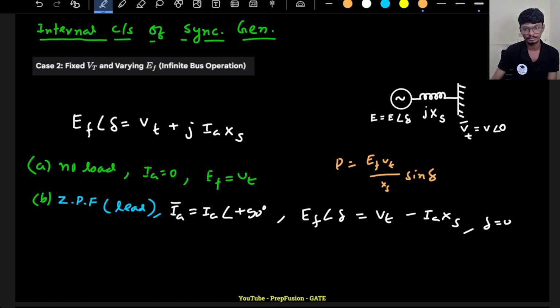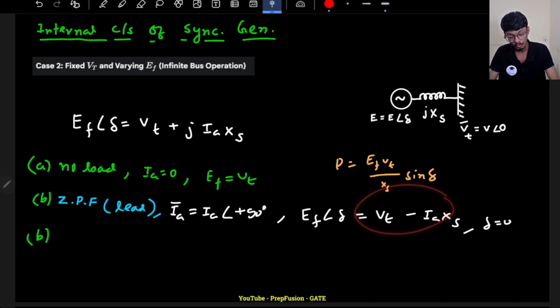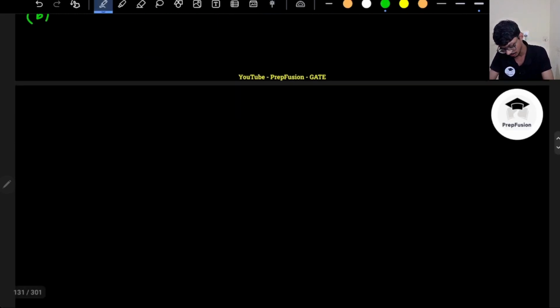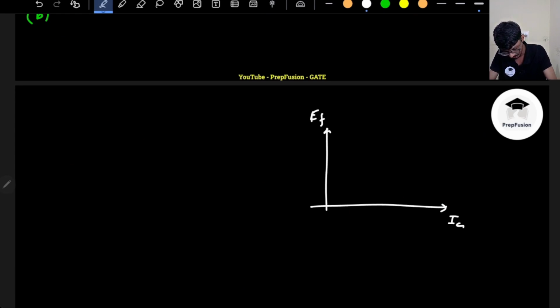So let's now start basically. So now, if it is at 0 power factor, lagging, right? For leading, if you see, it is reducing. So now how will the graph look? If I draw the graph, roughly, this is my IA, this is my EF now. This is not my VT anymore, right? EF. And let's say at no load, when IA is 0, it is equal to VT.